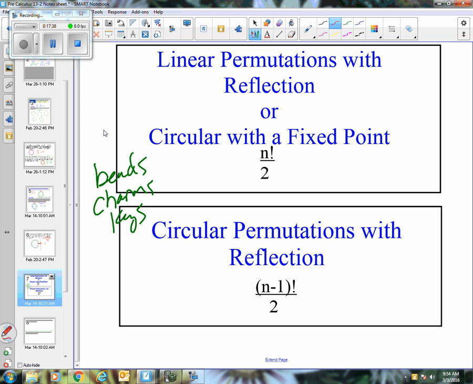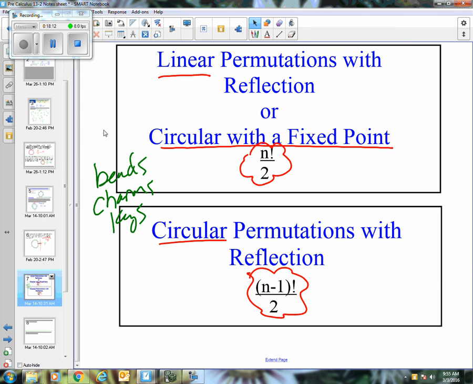If they are looking similar, that reflection would give you the same ordering of things, then we have to divide by 2 because each side looks identical when you flip it over. It looks the same as one of the original orderings. So the picture would look the same, or the list would look the same. So this can happen when it's linear, which remember is the same as circular with a fixed point. Those are the same thing. We can have reflection for beads, charms, or keys, or also just straight up circular and (n-1) factorial. You can have reflection as well.